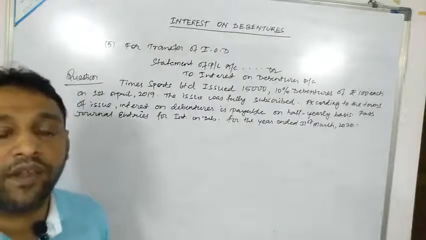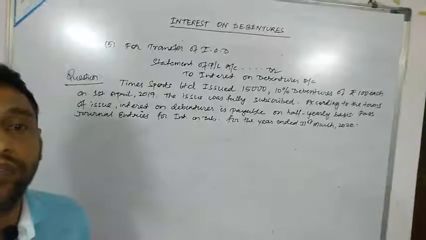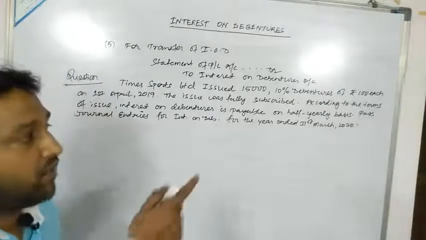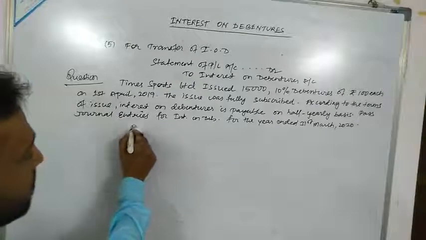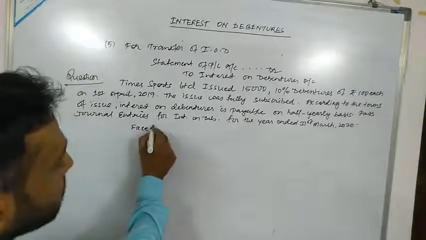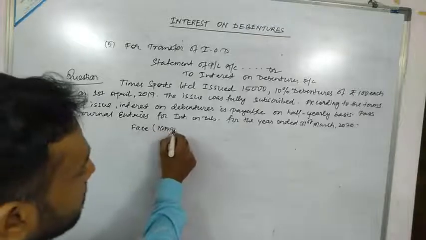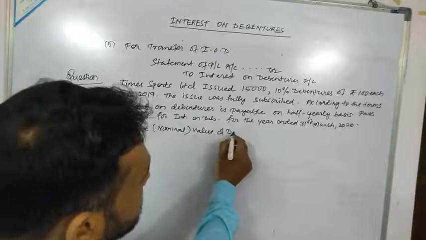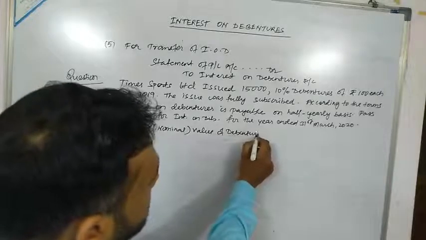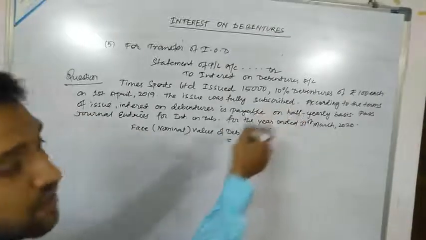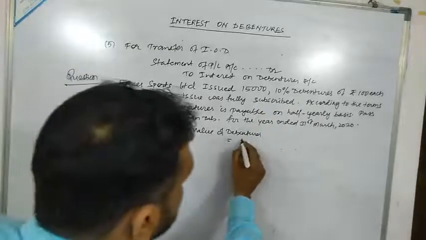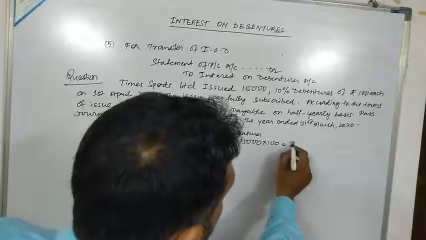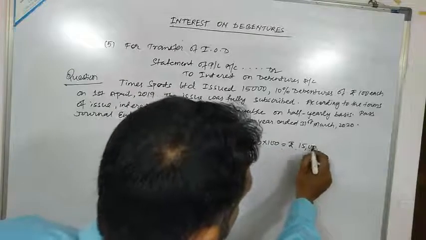So as we have read that interest on debentures is always calculated on face value of debenture. ठीक है, face value of debenture, that is your nominal value. So first we have to calculate the interest on debenture. So face value or nominal value of debentures would be how much? कितना debentures था? 15,000 debenture, 100 rupees के हिसाब से. That is your 15,000 into 100. So how much it would be? It would be your 15 lakhs.